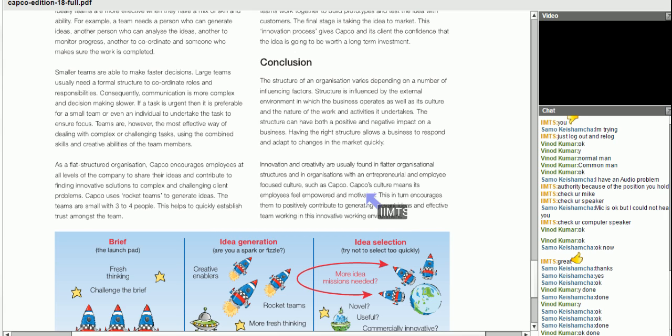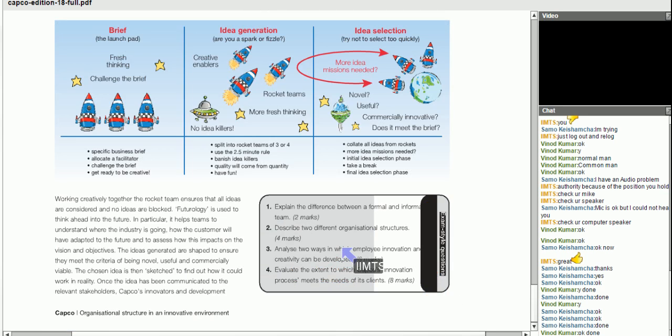So Capco's culture means its employees feel empowered and motivated. This in turn encourages them to positively contribute to generating relevant ideas and effective team working in this innovative working environment. So this is really good for the organization.